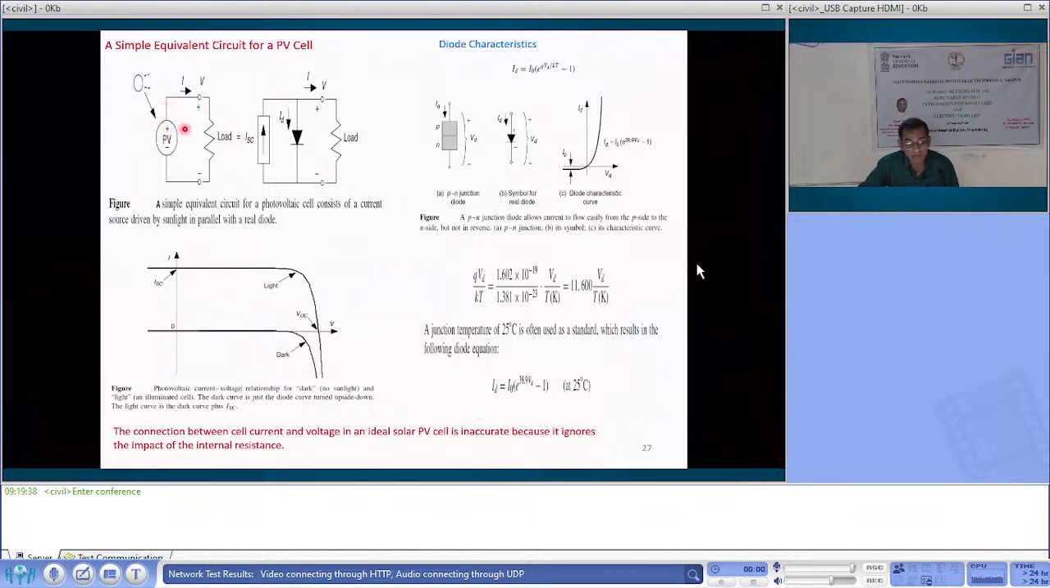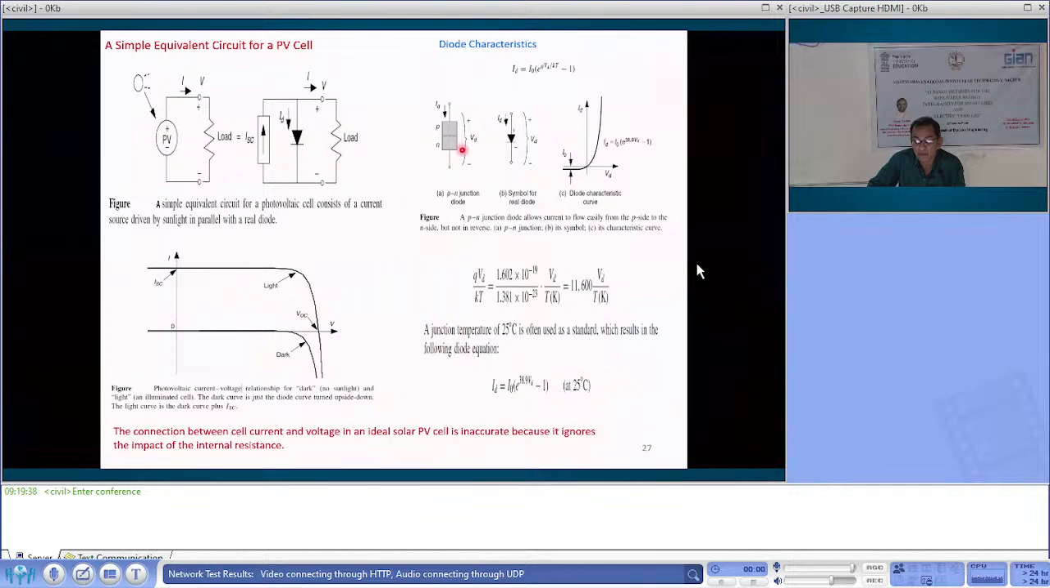They have shown the PV cell as a current source in parallel with a diode. That is the PV cell. Don't call the PV cell only a current source. It is a current source in parallel with a real diode. And the load is connected here. Now the graph shows that if it is dark, then no radiation, the graph will come down. Otherwise, as per the watt per meter square value, it will go up. So it is a PN junction that is shown.